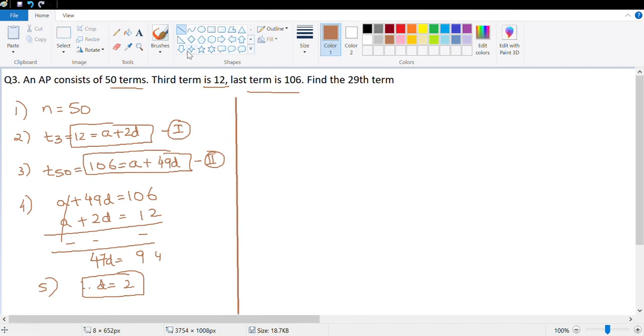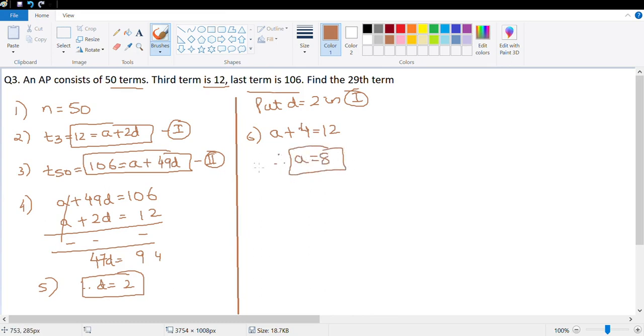Let's figure out the value of A. So put D is equal to 2 in equation number 1, and we get A, which is what we need to figure out. A plus 2D, which is 2 into 2, that's 4, is equal to 12. Therefore, A is equal to 8. So we've calculated the value of A, we've calculated the value of D.